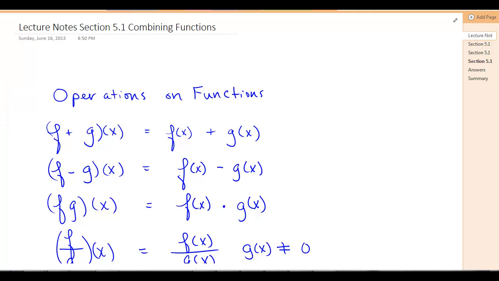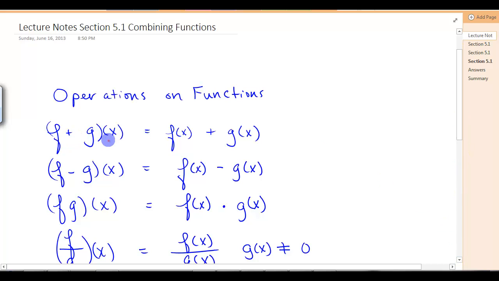This is section 5.1, and we have moved to combining functions in this section. We know what functions are, and so now we get to do a couple of things with them. First thing we're going to talk about is operations on functions, and these are the rules for that.